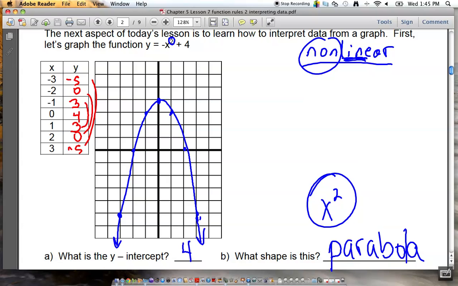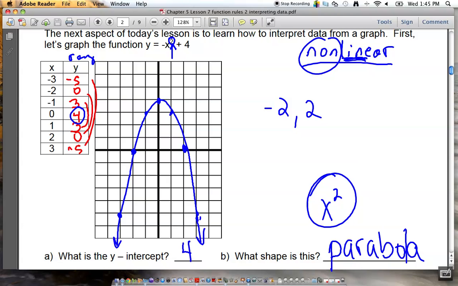What are the x-intercepts? If the y-intercept is where it touches the y-axis, the x-intercepts are where it touches the x-axis. What are the values here? Negative 2 and 2. There's actually 2 of them. It's not always the case, but it's usually the case with a quadratic that there's 2. Next, what is the maximum value of the range? The range is the y's. X is domain, Y is range. What's the biggest value on the range? 4. Biggest value is 4.